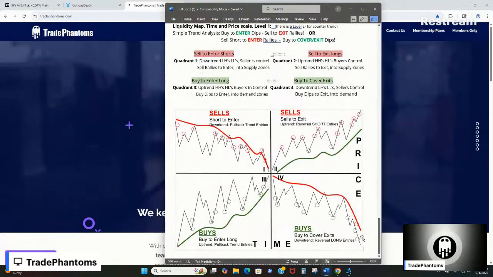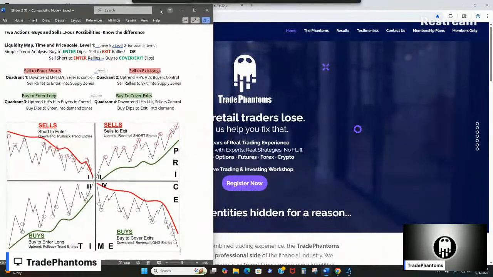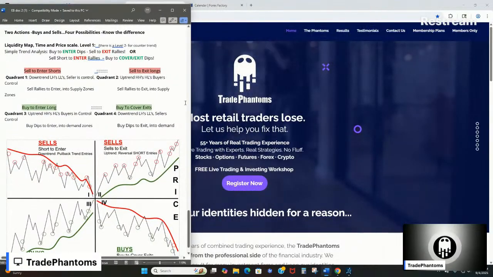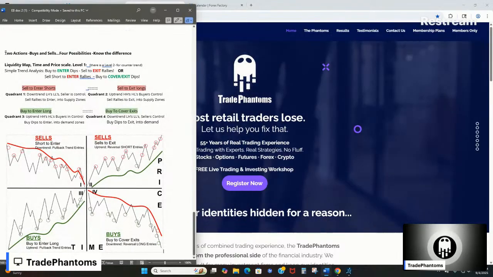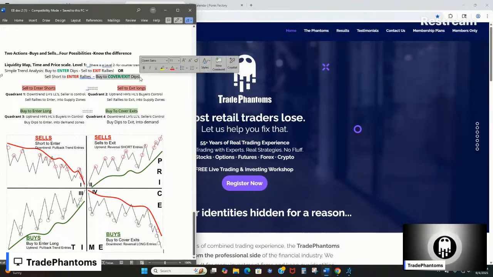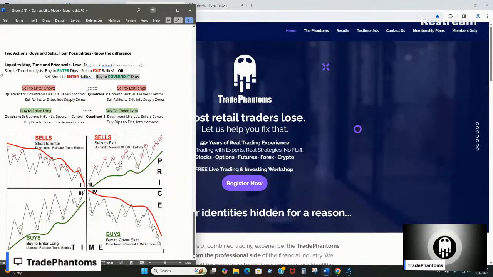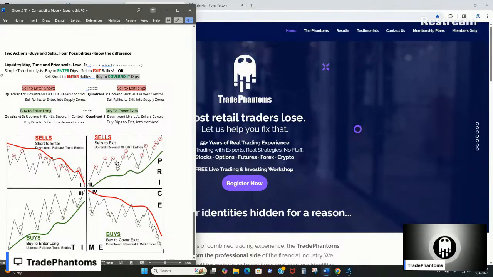And then we get the liquidity map. This is super important here, and I usually park this over here to the left. If you understand this, 1 through 4 quadrant, understanding that there's 2 actions, buy and sell, but 4 possibilities: buy to enter, sell to exit, sell short to enter, buy to cover dips, or buy to cover drops. We put these quadrants all together in some of the advanced classes that we have, so the traders that we're trading here at Phantoms can understand the right side of liquidity.